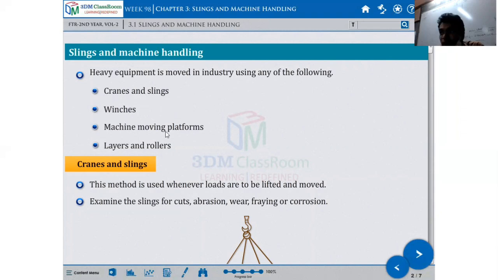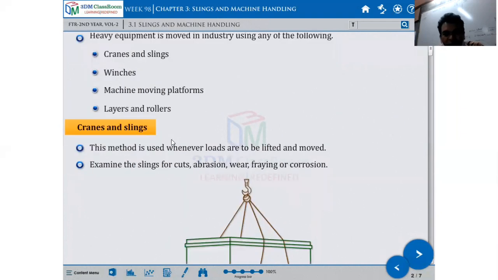Winches, machine moving platform. The machine moving platform is there, a forklift, and also layers and rollers, and a lever, that is a crowbar. So these are the layers and rollers. This is also one technique to move the machine.